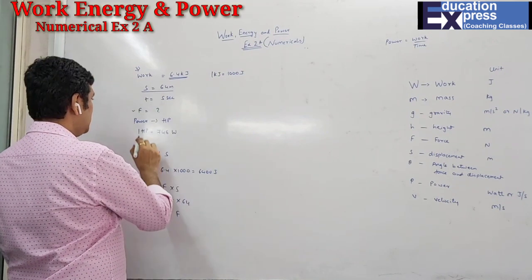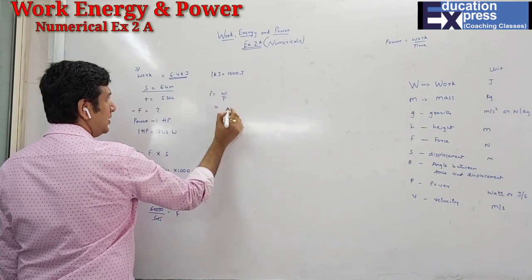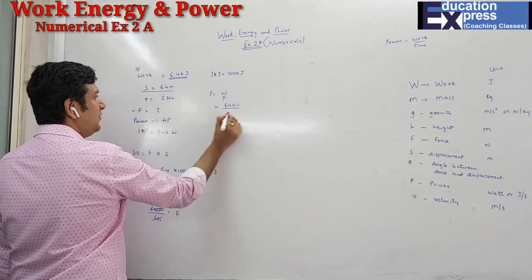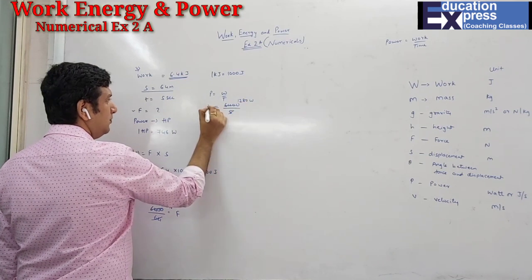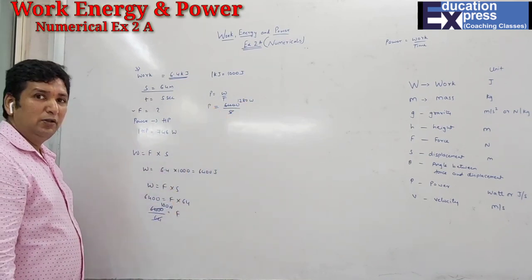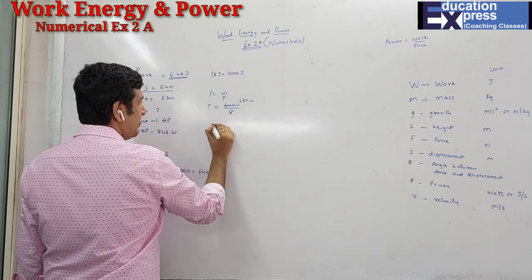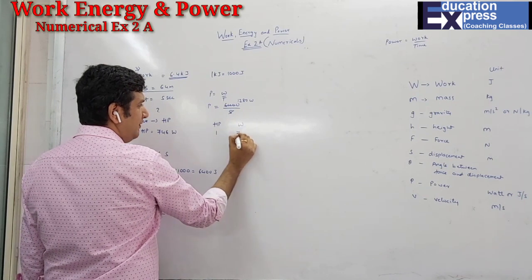Now the next question they have asked is power. So power obviously is work upon time. The work is 6400 and time is 5 seconds, which is 1280 watt. But they don't want the answer in watt, they want the answer in HP. So students over here, you can write HP and watt. 1 HP is 746 watt.